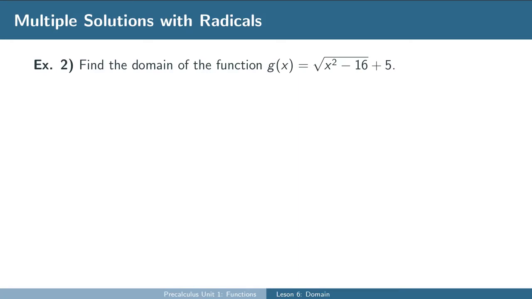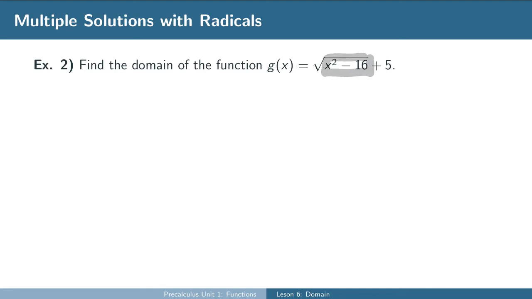So this next example is going to look at what happens when we have multiple solutions with radicals. So I have the function that I need to find the domain, g of x equals the square root of x squared minus 16 plus 5. Again, this plus 5 is only a vertical transformation. I don't need to worry about it. I only need to focus on the inside of the square root.